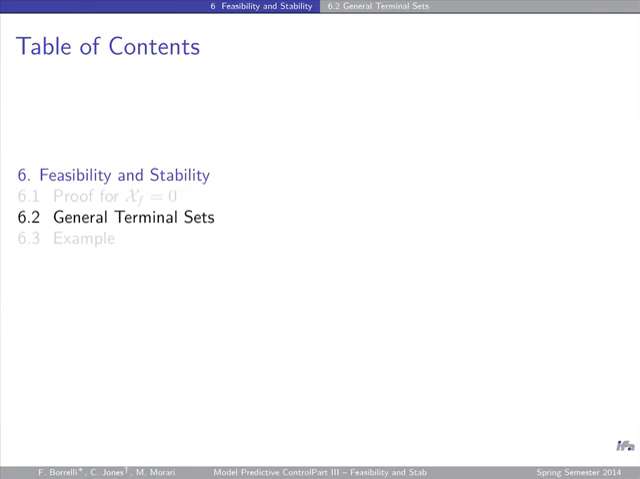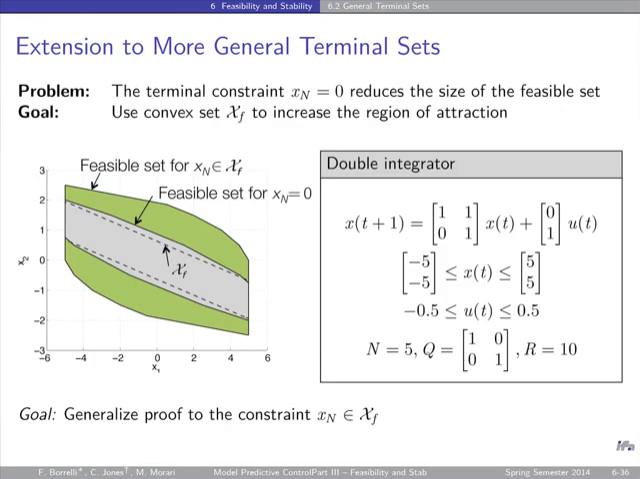Okay. So here is a second approach, a general terminal set. The idea behind it is that instead of using the origin as a terminal constraint, let's use this yellow set here as Xf. So what do we expect? If the terminal constraint is larger, the set of initial feasible states will be bigger, right? Instead of steering all the states with my limited input to the origin, I want to steer them to a bigger set.